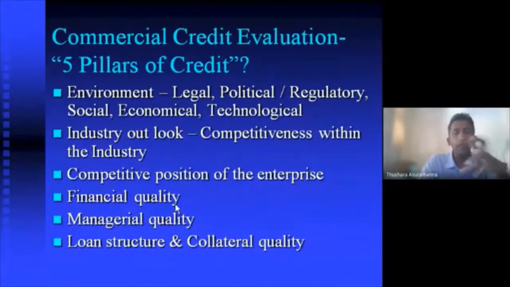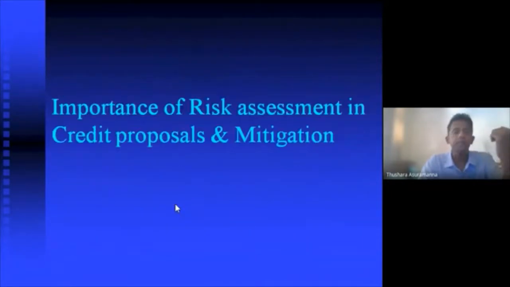Then we also touched upon the 5 pillars of credit, which is for commercial lending. That is environment, industry and market, financial quality, and management quality. Those are the four. As a result of the positives and negatives, we do structuring, mitigation, and the collateral part as the fifth pillar.